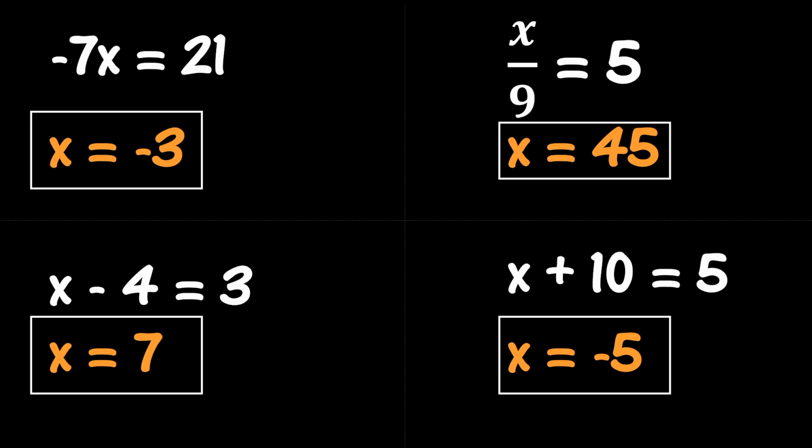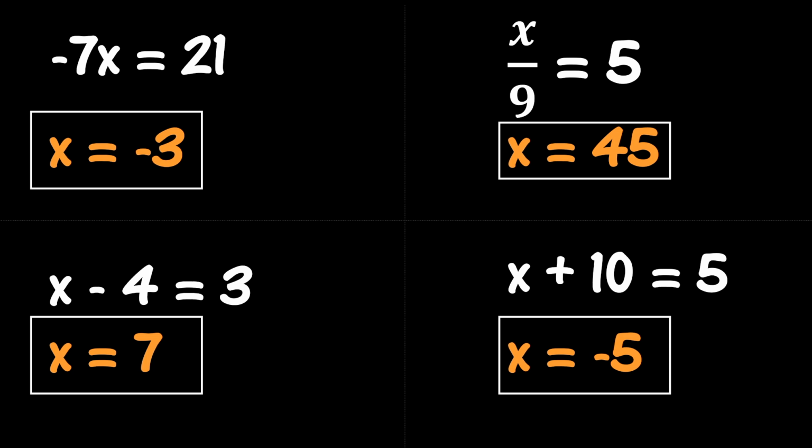For example 2, the answer is x equals 45. This comes from multiplying both sides of the equation by 9. On the left-hand side, 9 times x, or 9x, divided by 9 is x. On the right-hand side, 9 times 5 is 45.